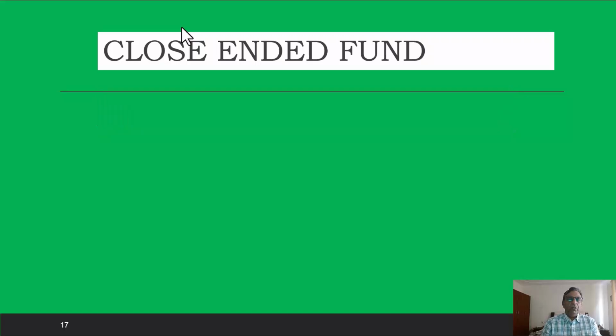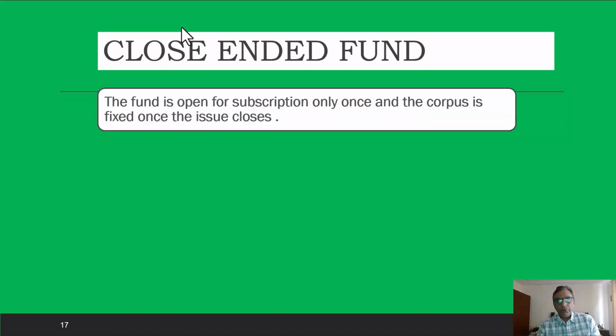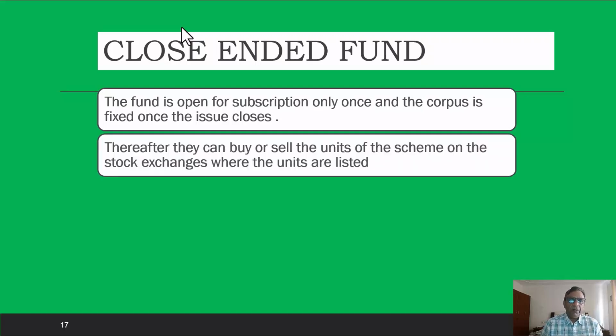Now let's talk about the close-ended schemes. The fund is open for subscription only once, and the corpus is fixed once the issue closes. These kinds of funds open for a particular time, and all the investors put in their money. It will open for a week or 10 days, and then it will close for subscription. These are called close-ended funds, and the corpus remains fixed. Thereafter, investors can buy or sell units of the scheme on the stock exchange where the units are listed.